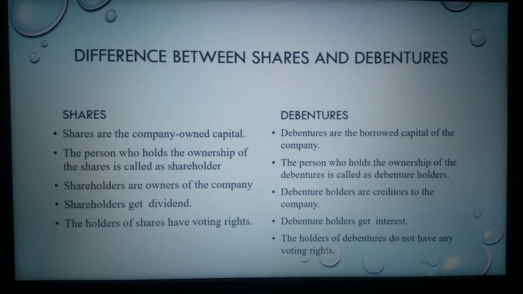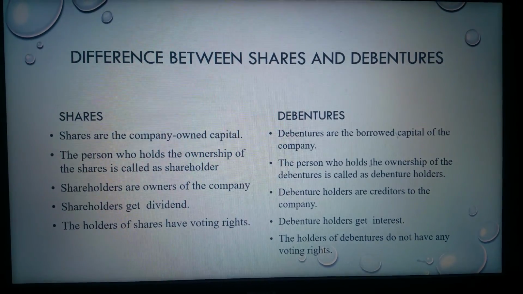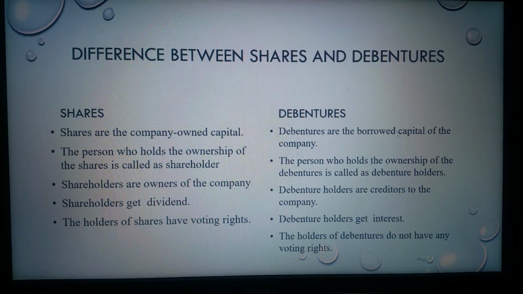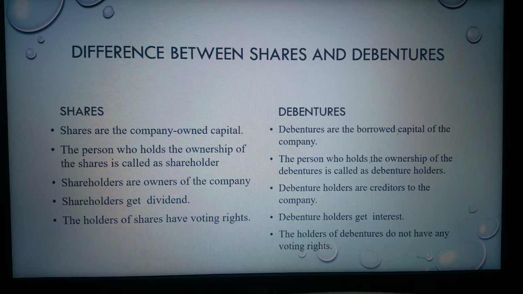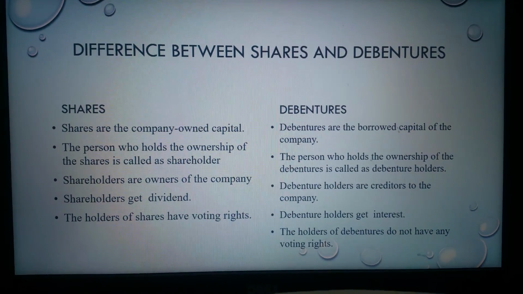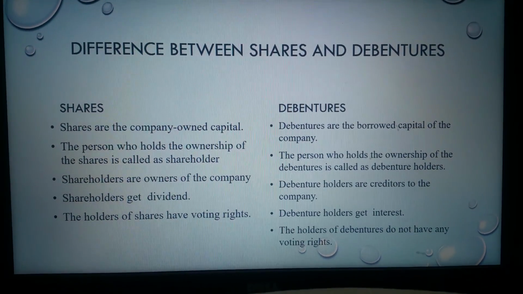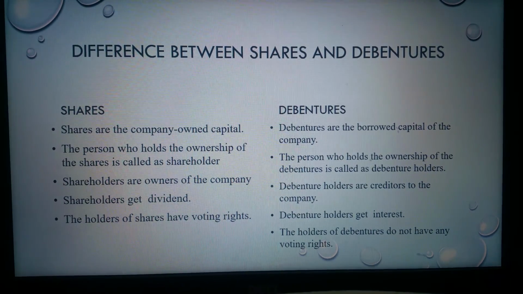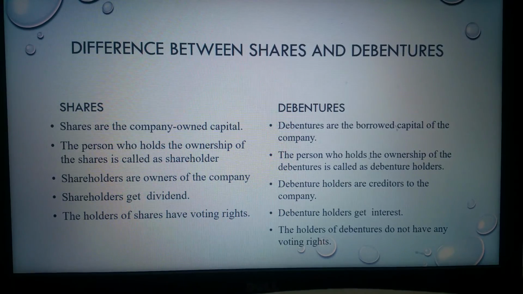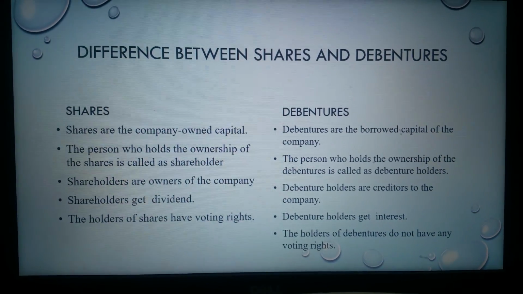Now shares. The entire capital of the company is divided into small units and each such unit is called a share. Since the share reflects the capital which is owned by the company, the holders of the shares are also called shareholders. On the other hand, debentures are a debt instrument acknowledging the debt of the company to the holder of the instrument. Therefore, debentures reflect the borrowed capital of the company, and the person who holds the debentures is called the debenture holder.